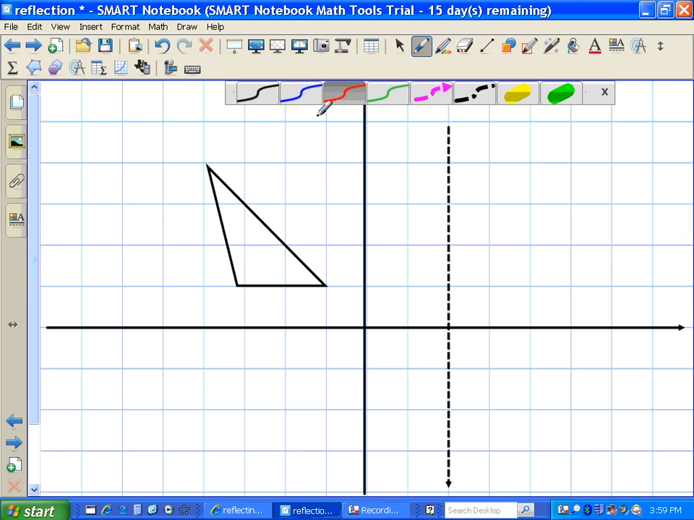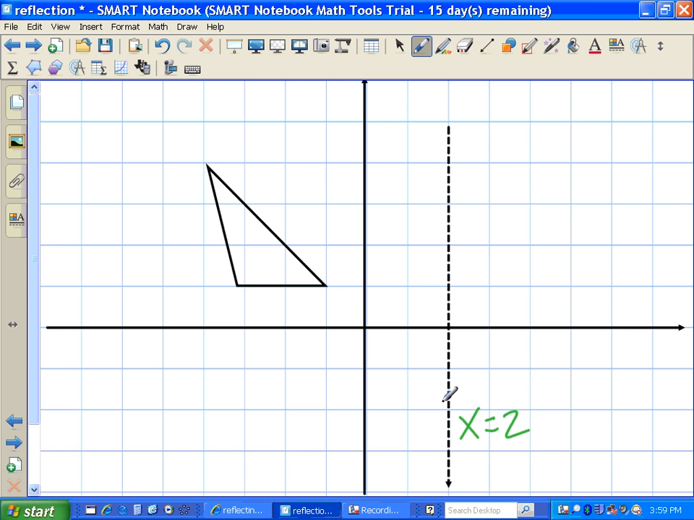So we can reflect about other things beyond the x and the y-axis. I can just reflect about this particular line here, which is a vertical line, and this vertical line is x equals 2. Everywhere on this line, x is equal to 2. I can just take this and flip it over that line. I don't have a fancy device to do that, so we'll work it ourselves.